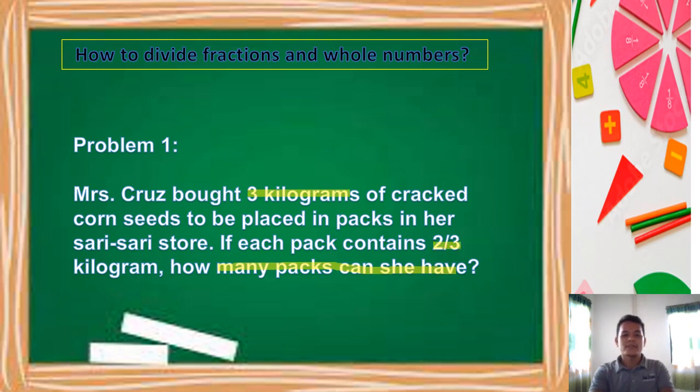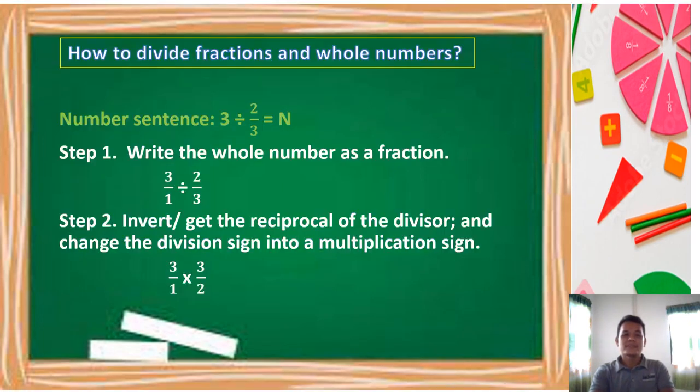So what operation are we going to use? In order to solve the problem, we will use division. But what is the number sentence? The problem suggests that the number sentence is 3 divided by 2/3 equals n. But how are we going to proceed with the division of these fractions? We have here 3, which is a whole number, divided by 2/3, which is a fraction.